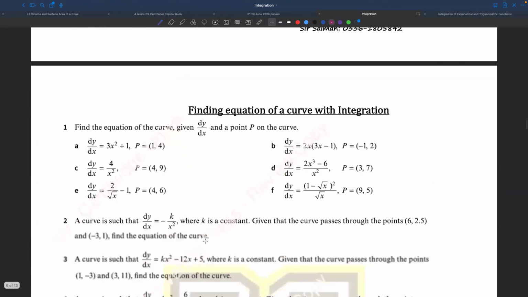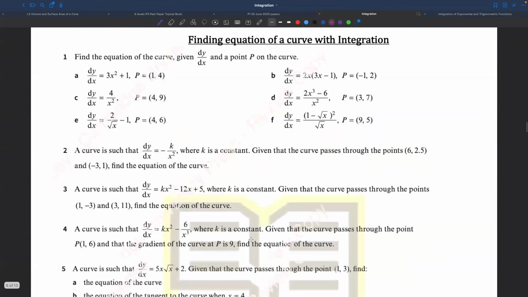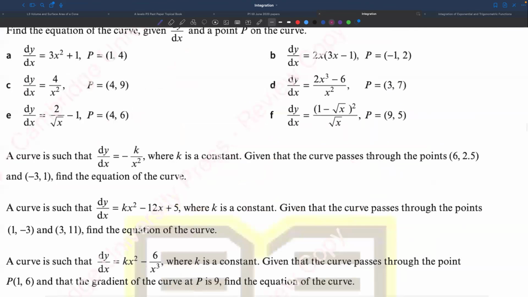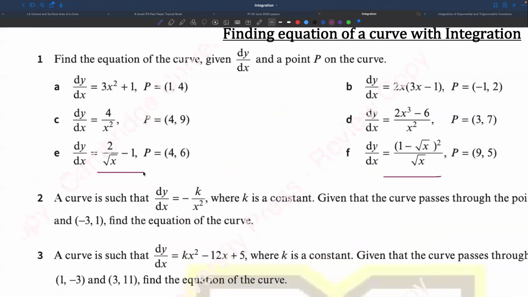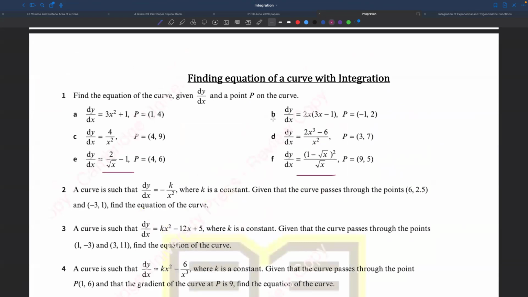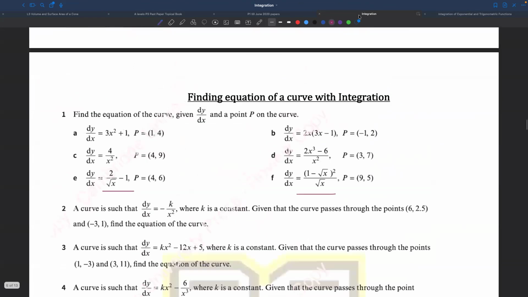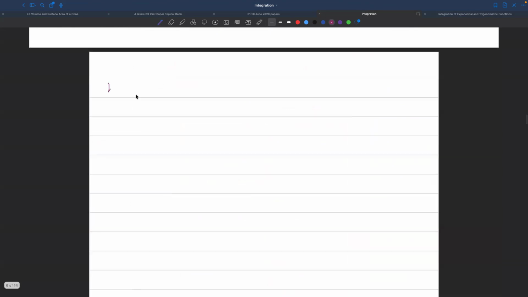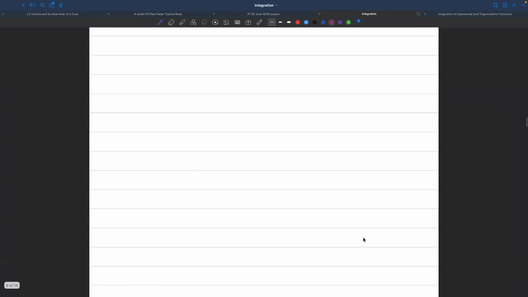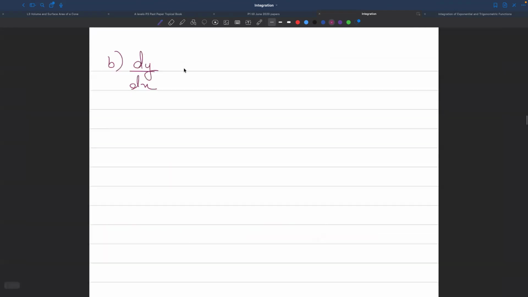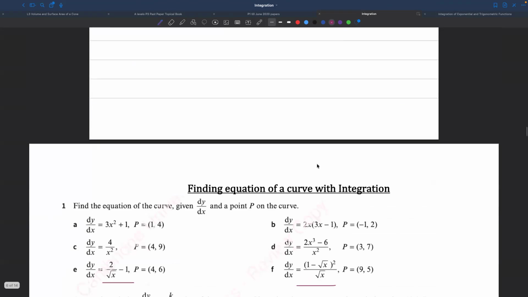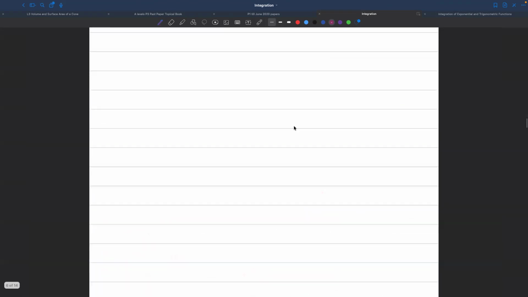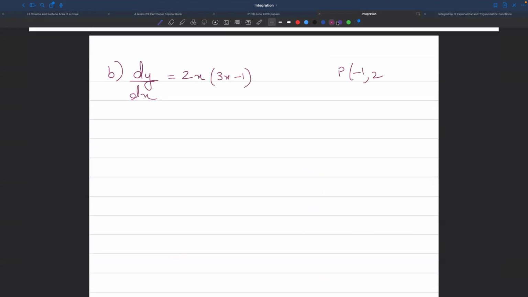Now, I will explain one or two questions, because I have explained how to integrate any of these questions, right? You know how to integrate. I will just quickly explain how to find the equation of a curve. All right. From question 1, let's take part B over here. So in part B, we are given dy by dx as 2x into 3x minus 1. Part B है ये. Okay, I'm not doing part D, it's part B. And point P is minus 1 and 2. It's on the curve. We have to find the equation of the curve.